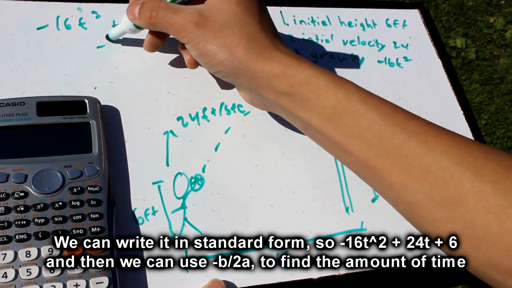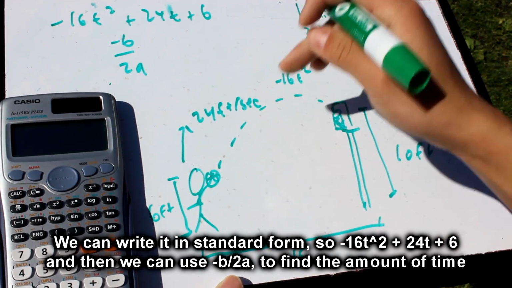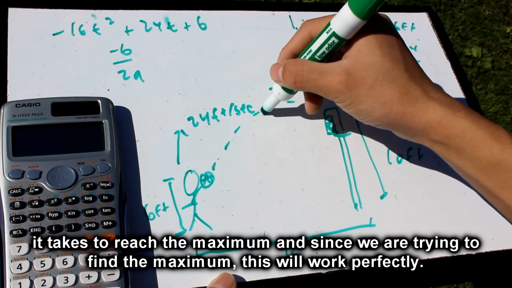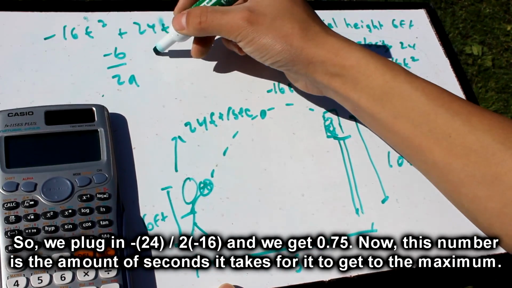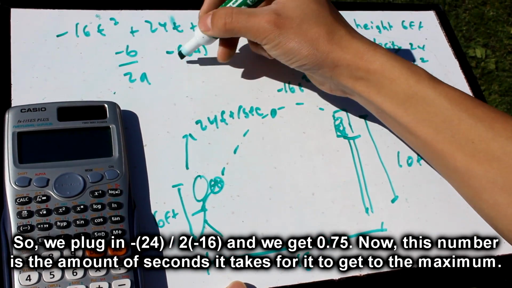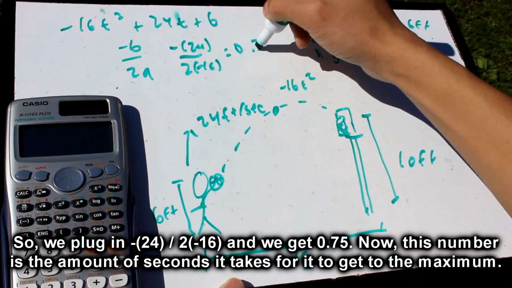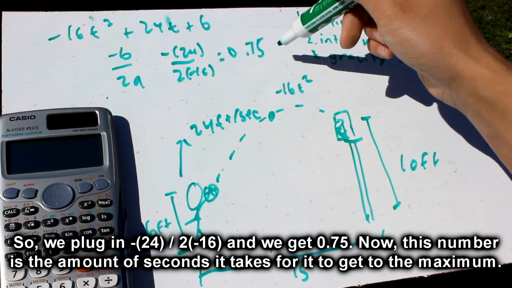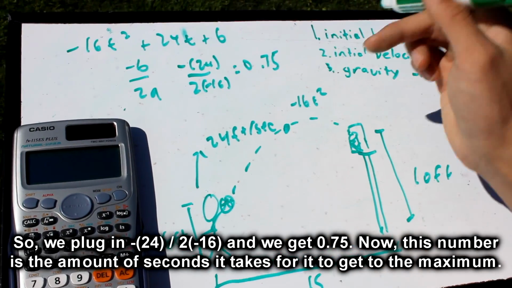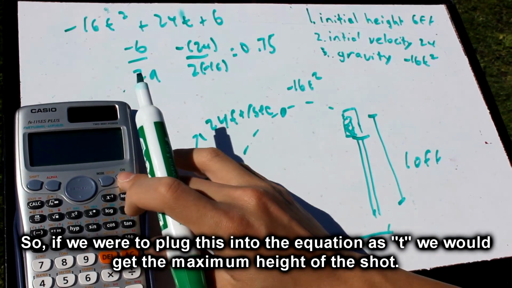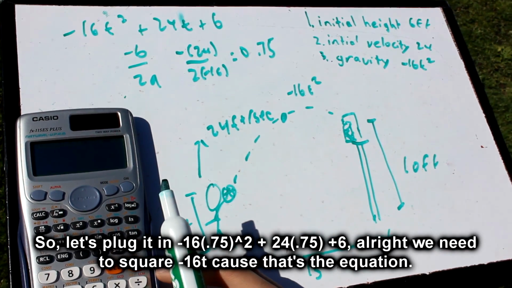And then we can use negative b over 2a to find the amount of time it takes to reach the maximum. Since we're trying to find the maximum, this will work perfectly. So we plug in negative 24 over 2 times negative 16, and we get 0.75. This number is the amount of seconds it takes to get to the maximum. If we plug this into the equation as t, we will get the maximum height of the shot. So let's plug it in.